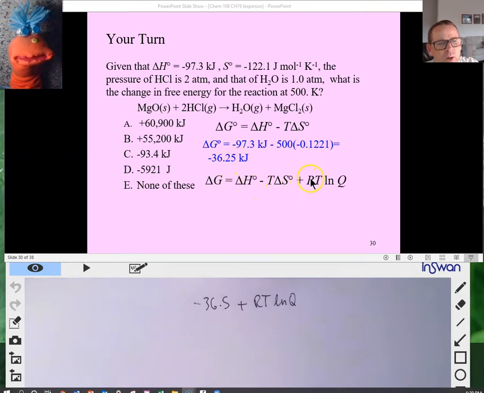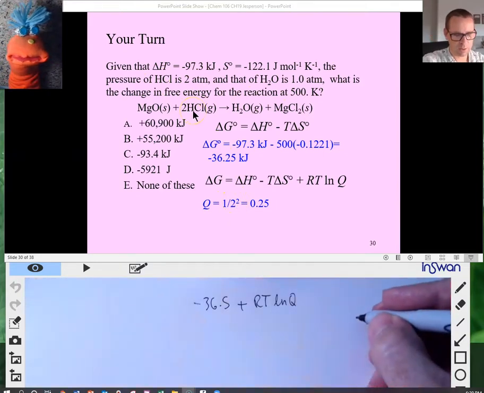And then we can add our RT ln of Q, where our Q then equals, this is a solid, so that's not going to be in our quotient for the reaction. This is a solid also, but this value here is going to be 1 atmosphere. This value here is going to be 2 atmospheres. We're going to square it.